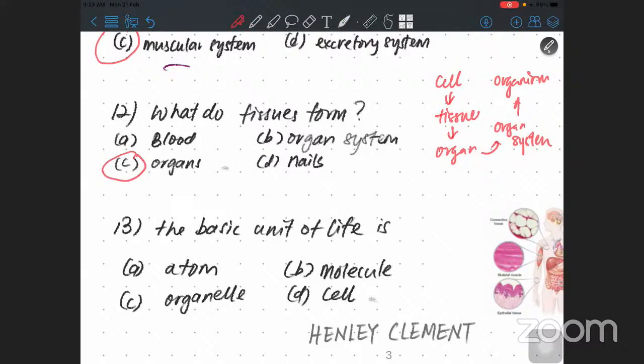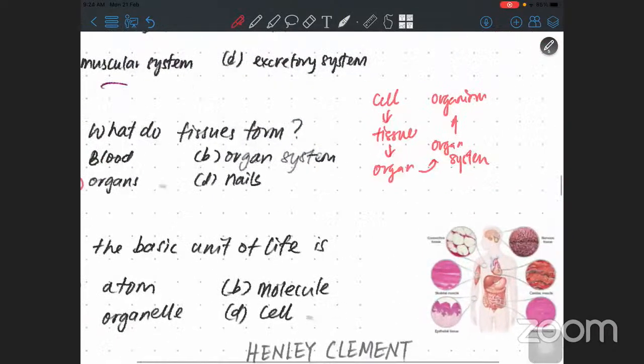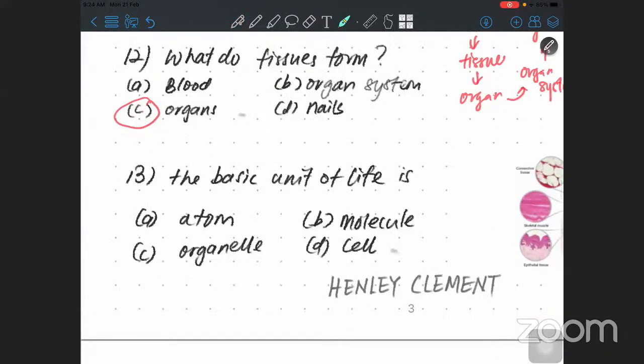Okay, the basic unit of life is, yeah, just now the answer. The basic unit of life is this one, cell. Okay, so can you find the cell? Yes, this is the answer. Cell. Okay, it's not about molecule, atom, and organelle.